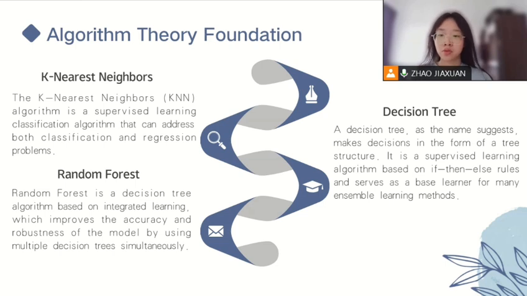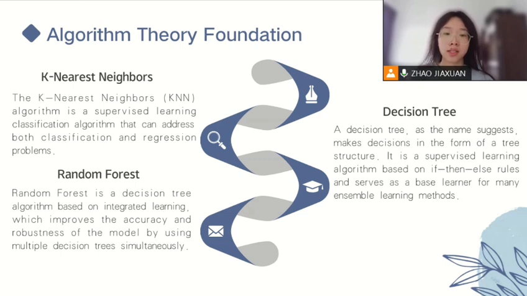The second model is random forest. Random forest is a decision tree algorithm based on ensemble learning, which improves the accuracy and robustness of the model by using multiple decision trees simulation.